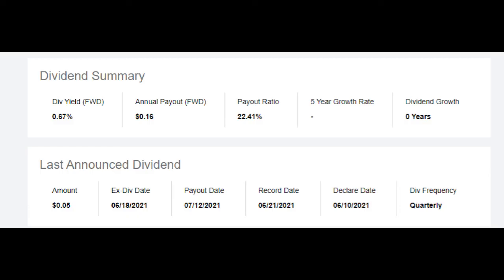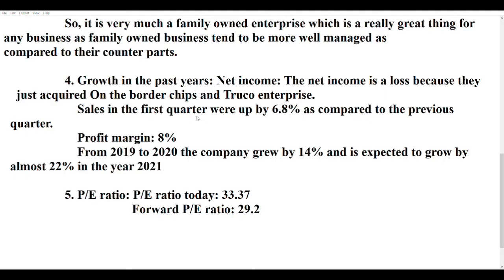Currently, they are paying a dividend of 16 cents per share, which is a 0.67% dividend yield. The payout ratio is 22.41%. So there is a lot of room for that payout ratio to grow as well. And they pay out their dividend quarterly. That was my analysis of this company.